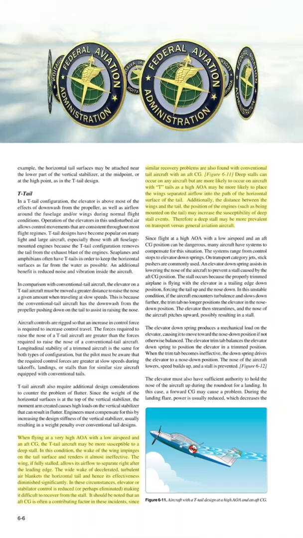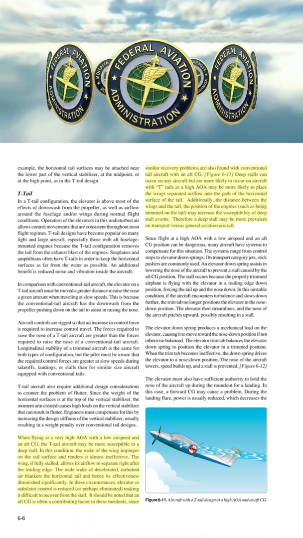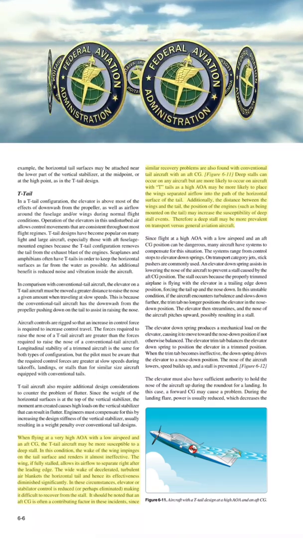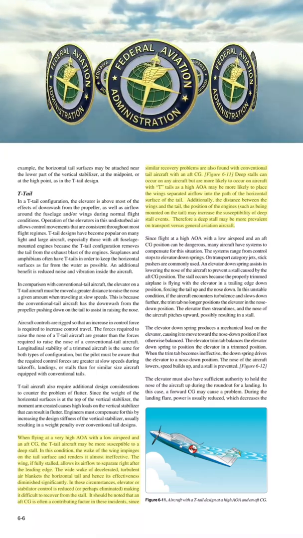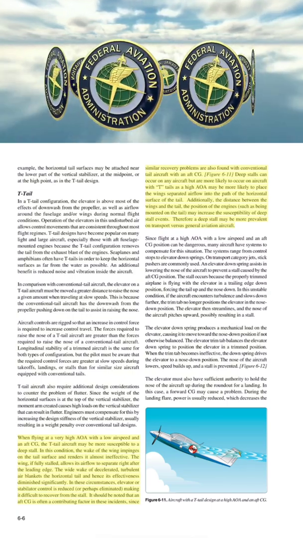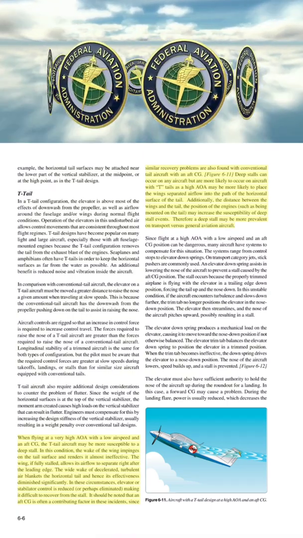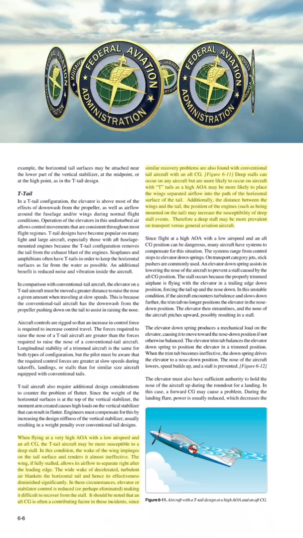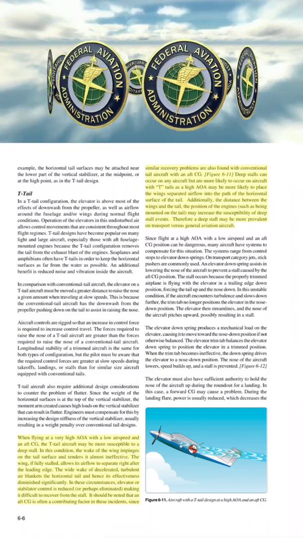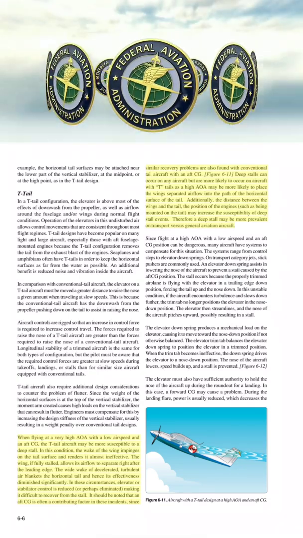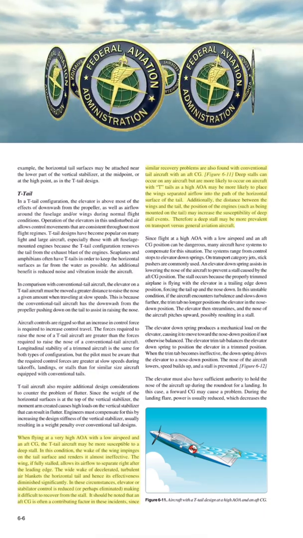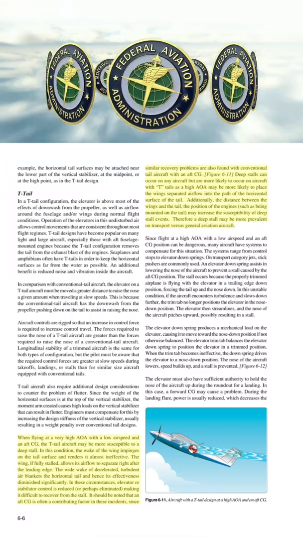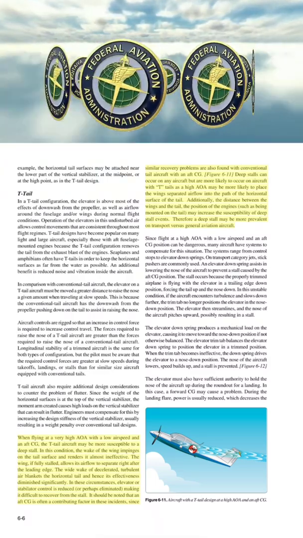It should be noted that an aft CG is often a contributing factor in these incidents, since similar recovery problems are also found with conventional tail aircraft with an aft CG. Figure 6-11. Deep stalls can occur on any aircraft but are more likely to occur on aircraft with T-tails, as a high AOA may be more likely to place the wing's separated airflow into the path of the horizontal surface of the tail. Additionally, the distance between the wings and the tail, and the position of the engines, such as being mounted on the tail, may increase the susceptibility of deep stall events. Therefore, a deep stall may be more prevalent on transport versus general aviation aircraft.